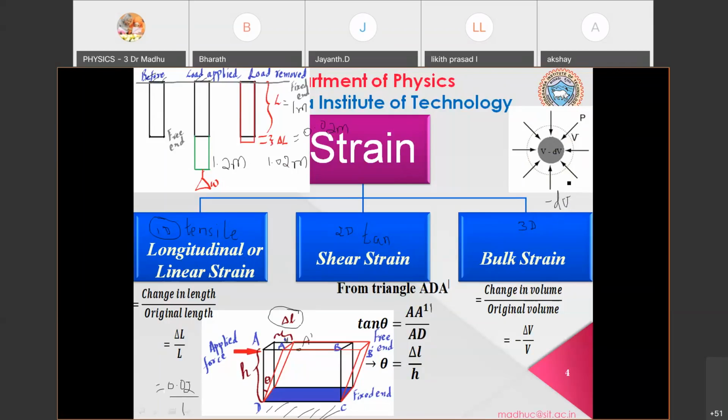Okay, so as it is decreasing, I will put a negative sign, V minus dV. If I take the volume of this sphere, then this should be dV. Now if I want to talk about the bulk strain, it is the same thing: change in dimension by original dimension. In this case the dimension is volume, so it is the change in volume by original volume. So this will be minus dV by V. That will be your bulk or volume strain. This is also called volume strain.